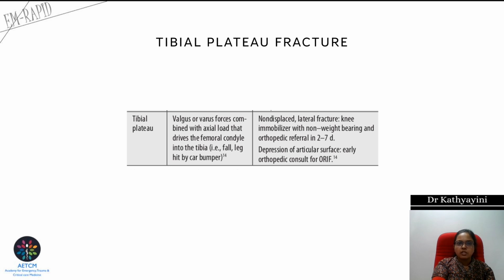In a tibial plateau fracture, valgus or varus forces combined with axial loading drive the femoral condyle into the tibia, leading to the tibial plateau fracture. That is when there can be a fall or the leg of a person is hit by a car bumper and all. These fractures can happen. Here again, for a non-displaced lateral fracture, a knee immobilizer with non-weight bearing and an orthopedic referral. But if there is a depression of the articular surface, it will require open reduction and internal fixation.